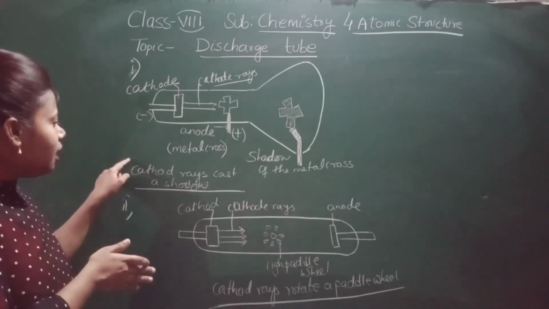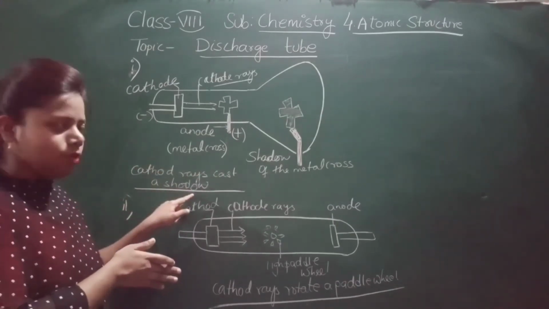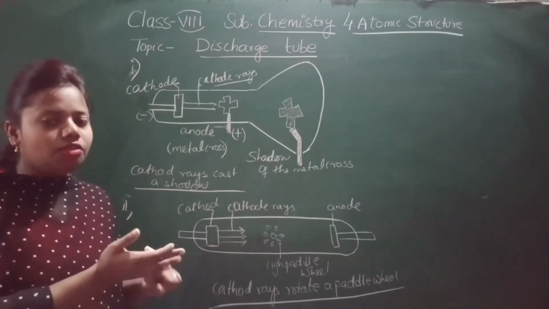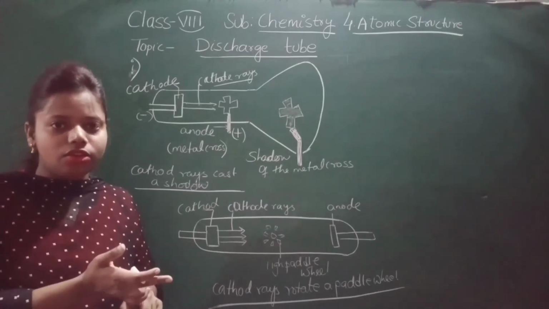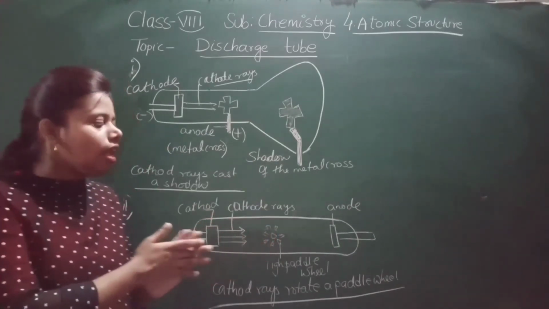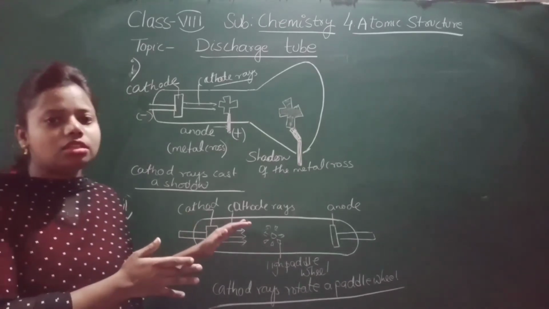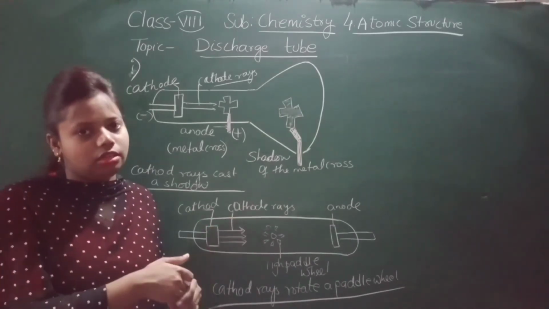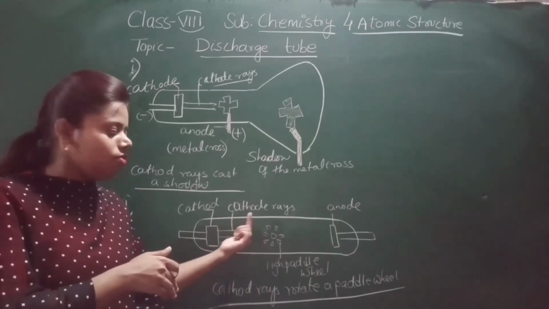So this is the experiment showing that cathode rays rotate a paddle wheel, and the earlier one showed that cathode rays cast a shadow. Now I think you have understood the two natures of the cathode ray. Number one, cathode rays travel in a straight line, and number two, cathode rays consist of fast moving particles, because of which the paddle wheel rotates.